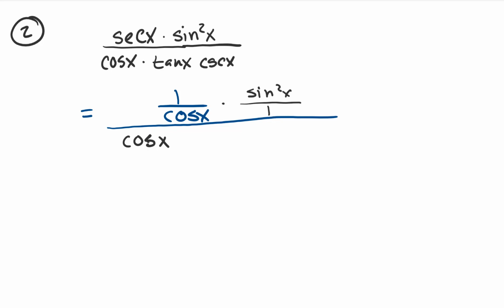Cool. Now let's keep going. I know this is weird if this is your first time doing it. Now we got tangent. Tangent is sine over cosine. So if we just replace this and wrote that, oh, looks like things might cancel out or something. And then we have our cosecant, which is 1 over sine.